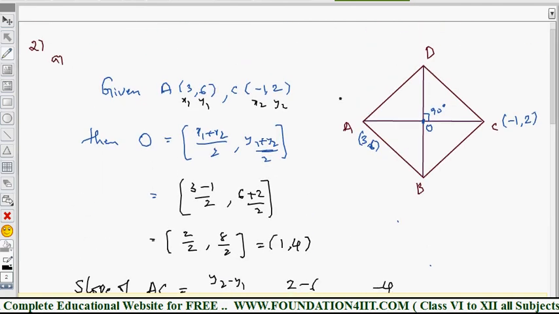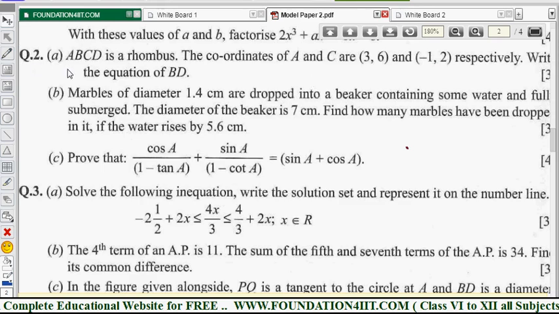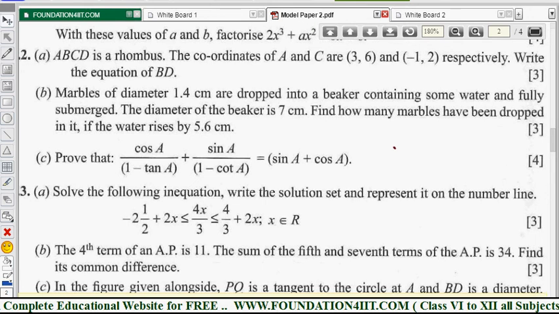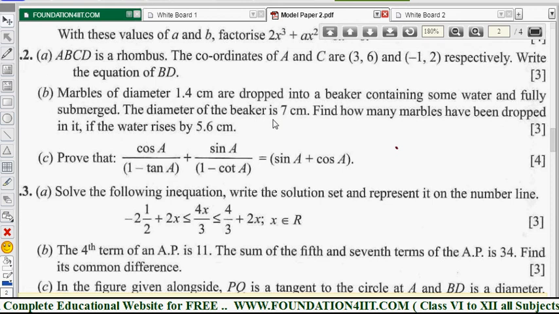And you see the next one, if you observe the second. In question number 2, the second is: marbles of diameter 1.4 centimeters are dropped into a beaker containing some water and fully submerged. The diameter of the beaker is 7 centimeters. Find how many marbles have been dropped in it if the water rises by 5.6 centimeters.